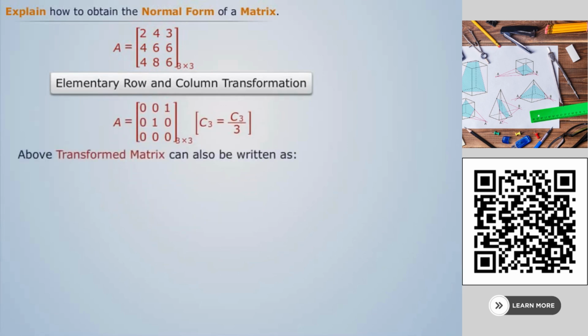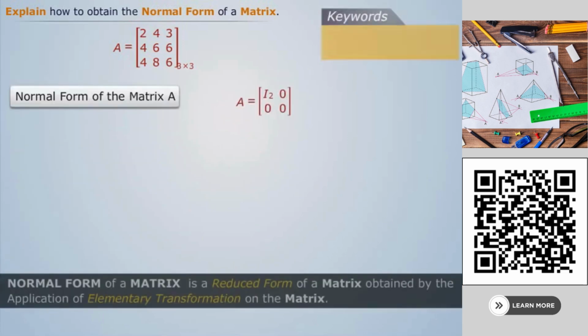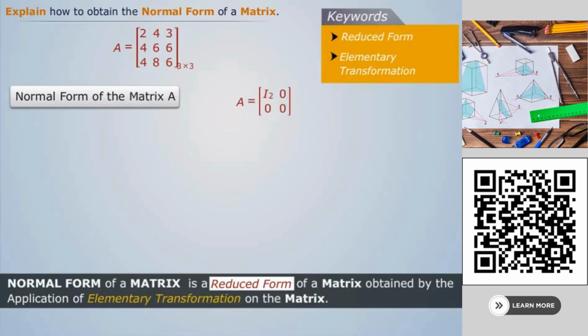This transformed matrix can also be written as, where I2 is a 2 by 2 identity matrix. This form of matrix A is called its normal form. Thus, the normal form of matrix A is, where IR is an identity matrix of size R cross R.